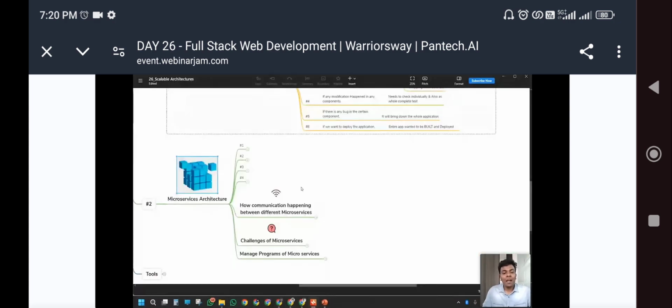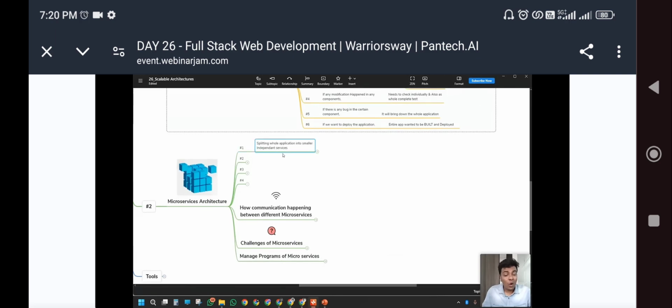For example, the first thing in microservices is splitting the whole application into smaller independent services. So instead of creating one complete website or platform for Amazon, we will be splitting that application into smaller independent services. Now you might ask a question, Sanjay, are we going to split it based on technical difficulties or technical work? No. Because whenever you're talking about splitting, you should split it based on the business functionality.